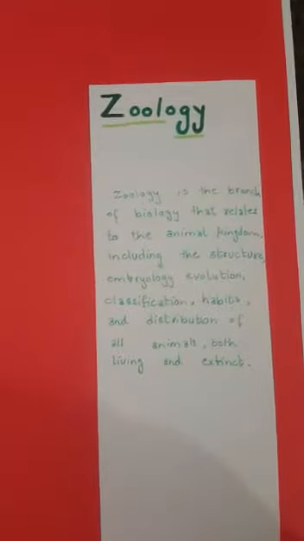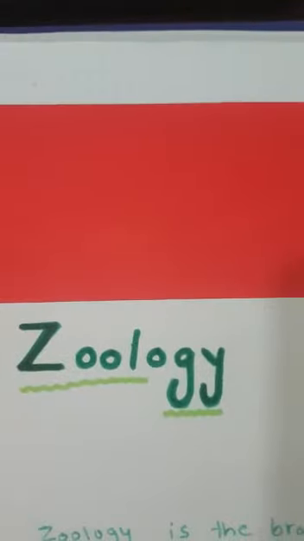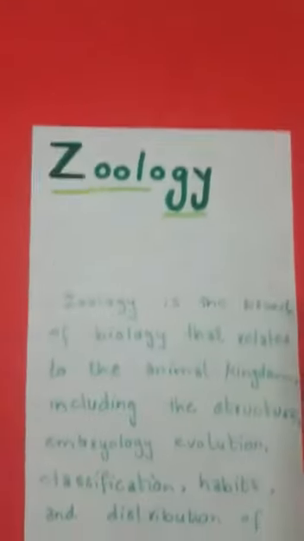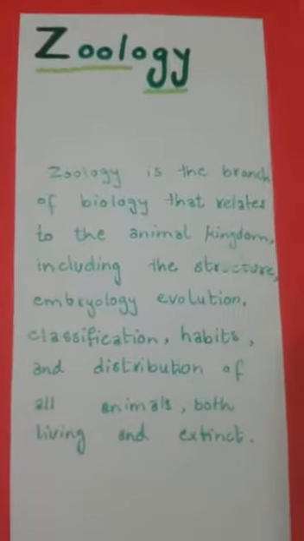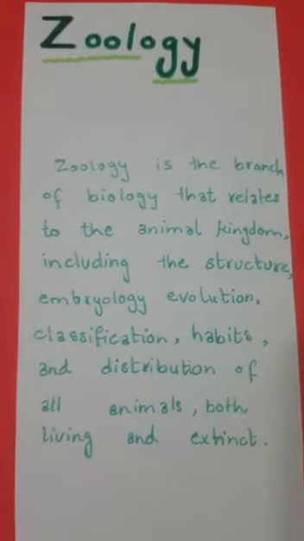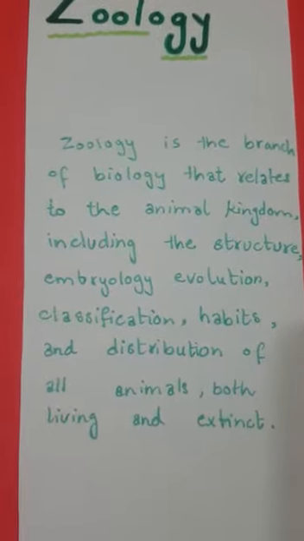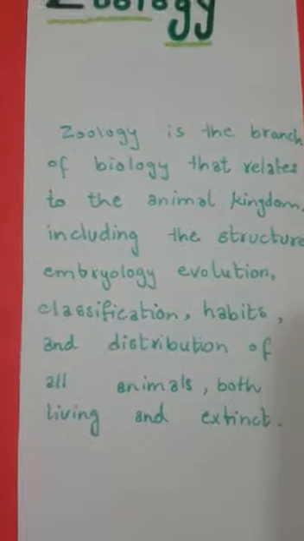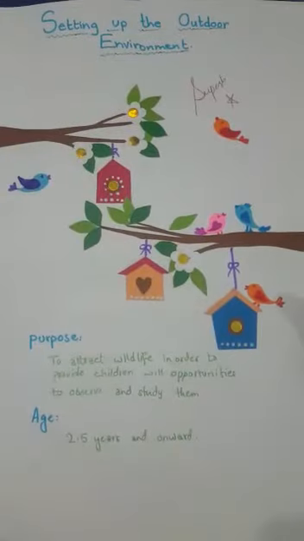First topic we have is zoology. Zoology is the branch of biology that relates to the animal kingdom, including the structure, embryology, evolution, classification, habits, and distribution of all animals, both living and extinct.